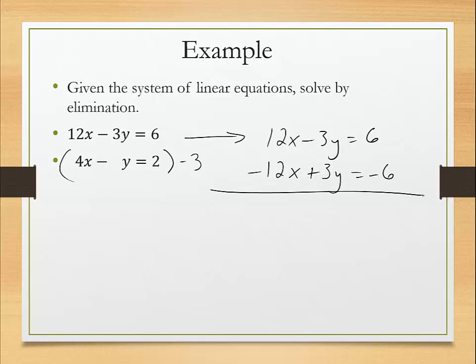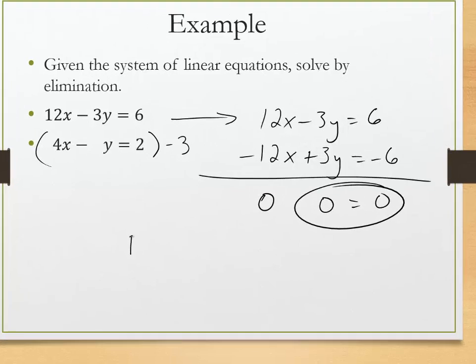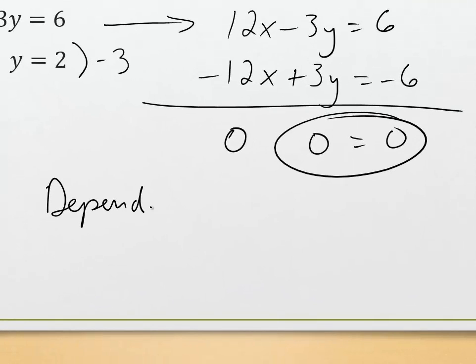And it turns out everything cancels. 12 minus 12 cancels. 3 minus 3 cancels. 6 minus 6 cancels. So we're left with 0 equals 0, which is true, meaning we have a dependent system, and it has infinite solutions.